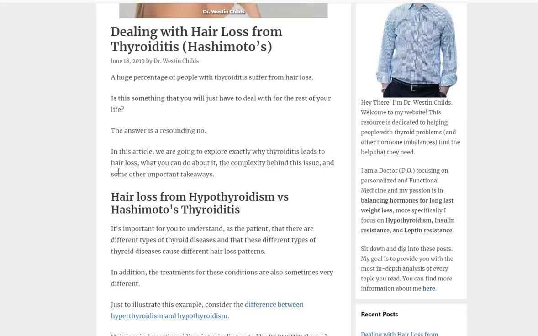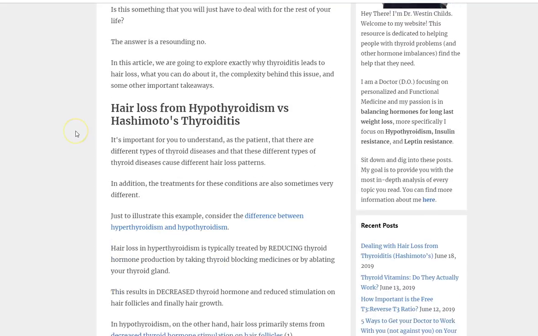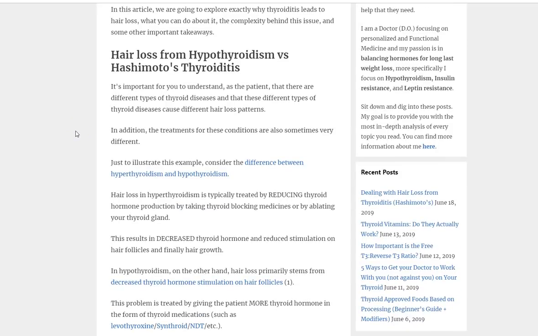the difference between hair loss and hypothyroidism versus Hashimoto's, the complex relationship between hair loss and Hashimoto's, what causes it, and then of course some things that you can do to treat that issue if you're suffering from it. So let's jump right in here. I want to start by talking about hair loss from hypothyroidism versus Hashimoto's thyroiditis.